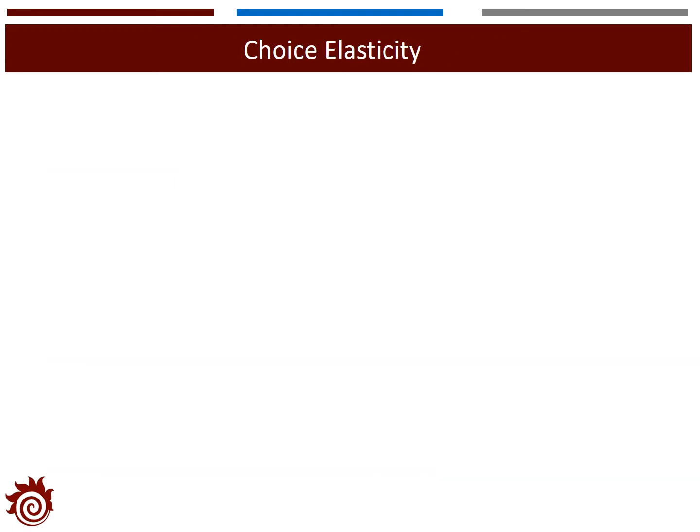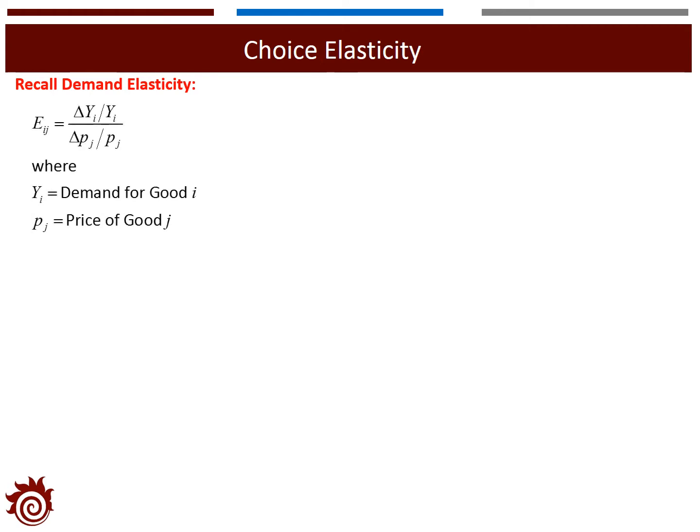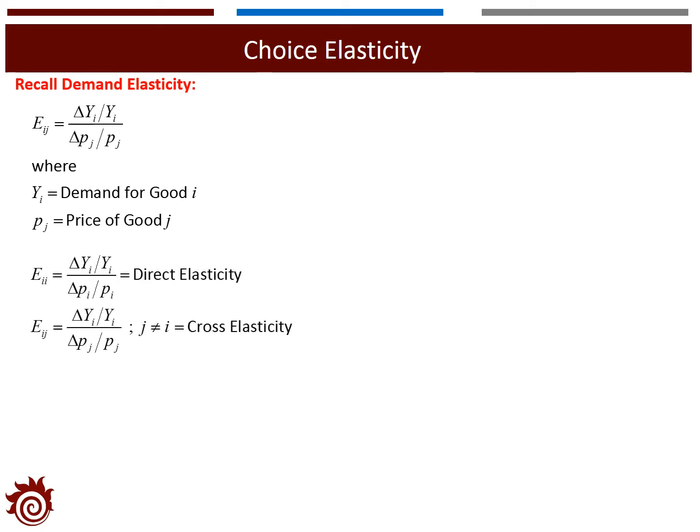In order to define choice elasticity of the MNL model, we have to recall the demand elasticity, which we defined in our previous lectures. E_ij here is the elasticity of the demand for the good i with respect to the price of the good j. If i equals j, then we say that E_ii is the direct elasticity. If it's not, then it's called cross elasticity.